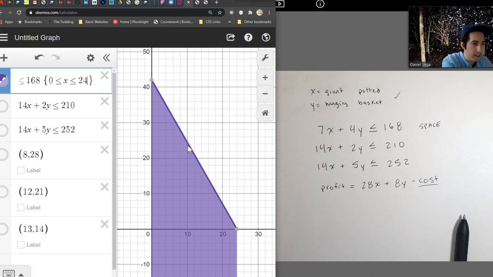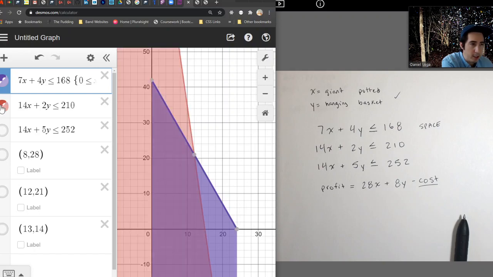Let's see what else is here. 10, what are some other combinations, some whole numbers here. Any of these combinations you could have. But you could have at most 0 giant potted plants and 42 hanging baskets, or you could have 24 giant potted plants and 0 hanging baskets, if you're just thinking about meeting the space condition, the amount of space you have. Now, the second equation we had was soil.